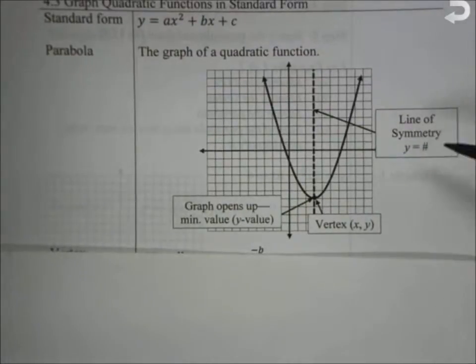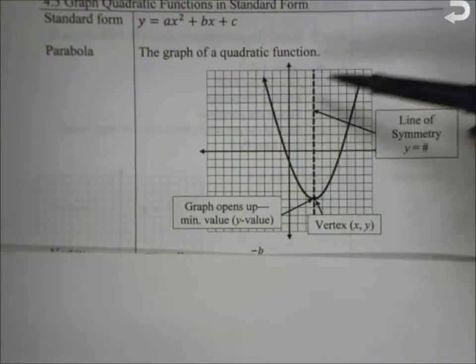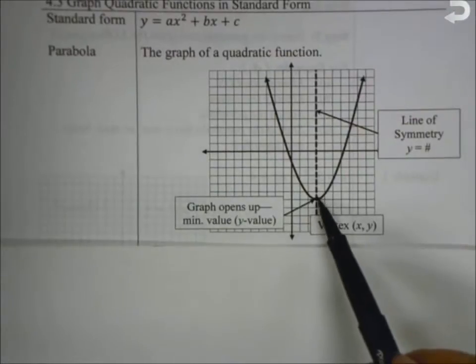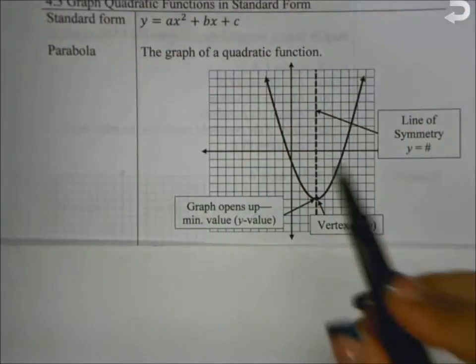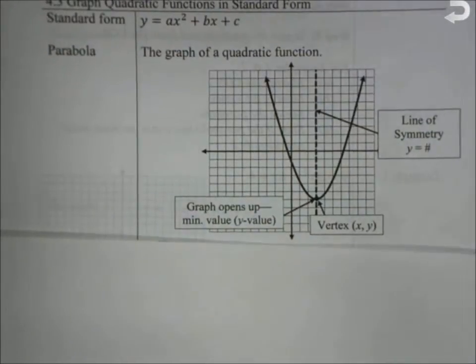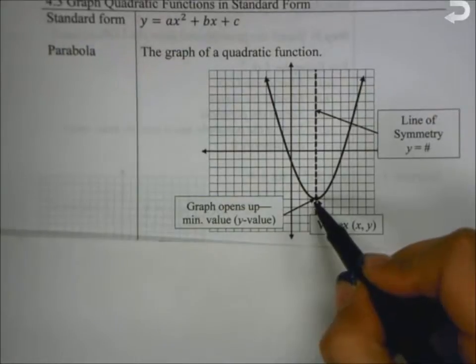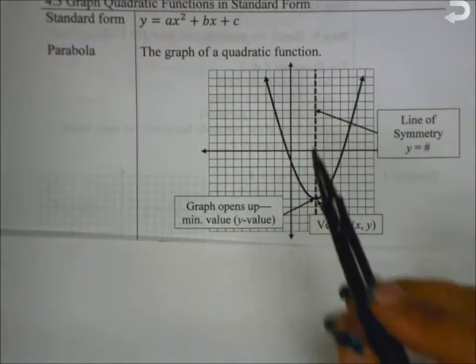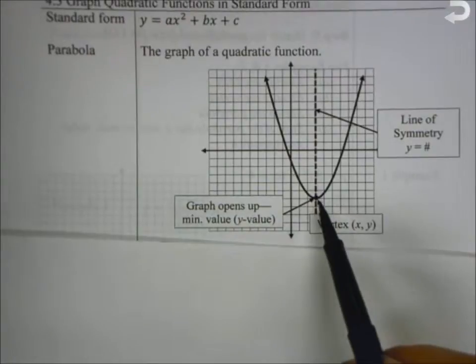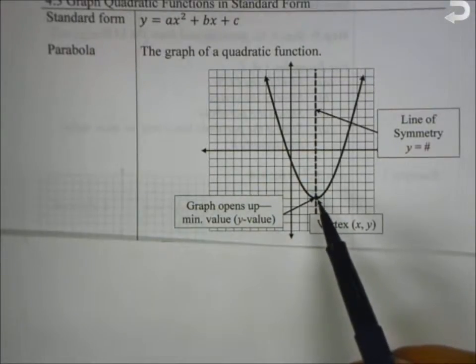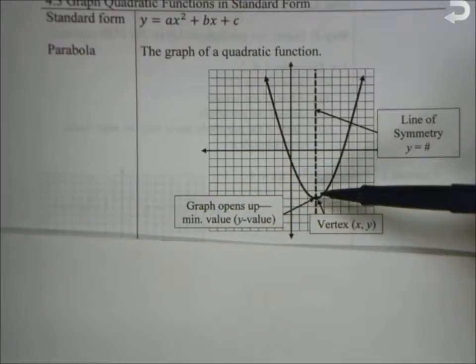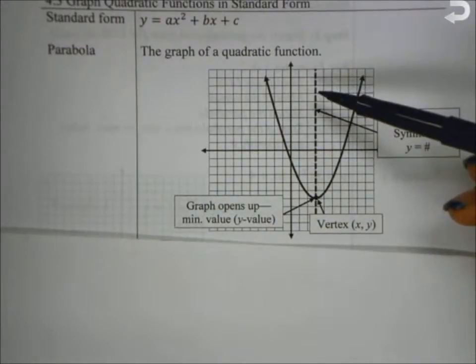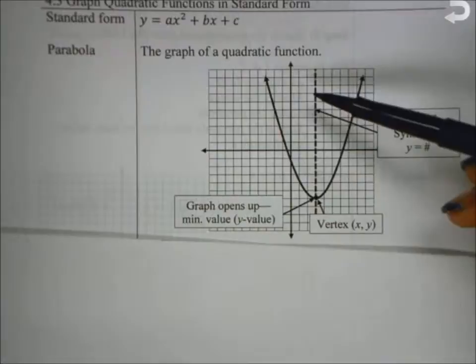Let's start with the vertex. The vertex is the point where the graph curves, right? So in this case, it's the very point where the graph curves. It is either going to be a maximum or a minimum value. In this case, we have a minimum value because it's the very smallest value on the parabola. How would we get a maximum value? If it was upside down. So if it's upside down, we would get a maximum value because it would be the highest point on the parabola. Okay, so that's the vertex.